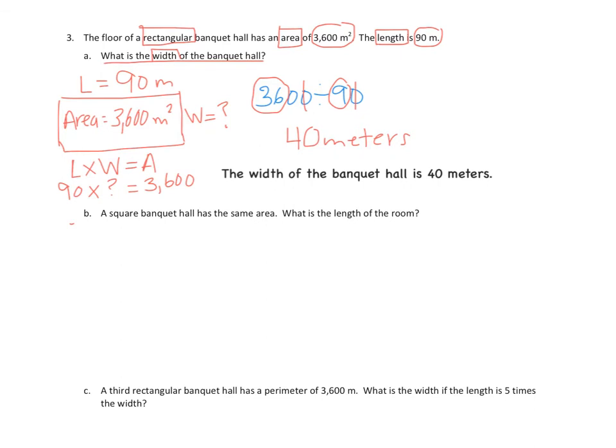So B says a square, let's box that, that's math related. The banquet hall has the same area as the problem above that we just did. They want to know what the length of the room is. What is the length of the room?